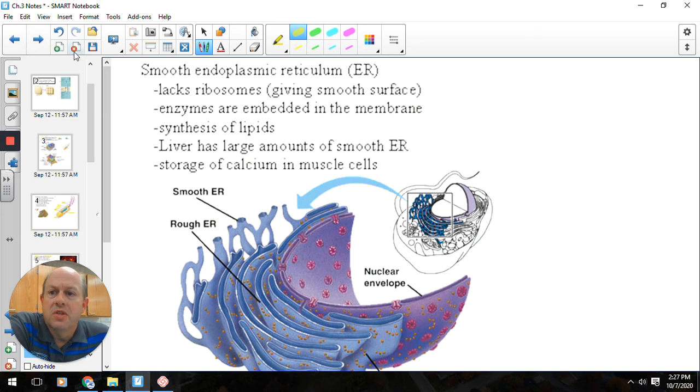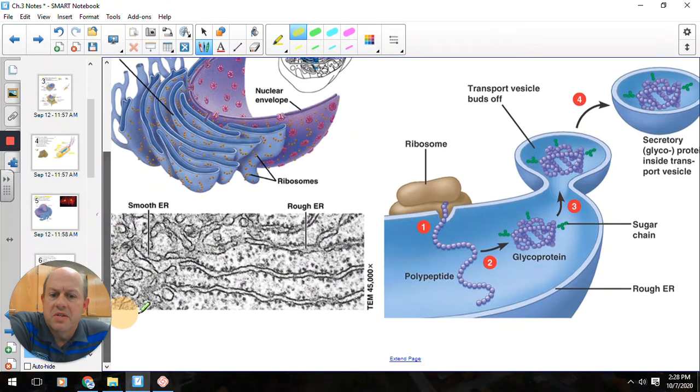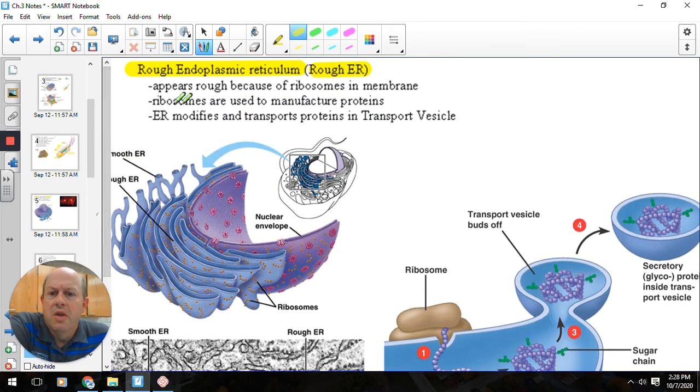Close to the nucleus is going to be the rough endoplasmic reticulum. That's kind of a mouthful, so we can just refer to it as rough ER. It looks rough because under a very powerful microscope, we would see these little dots here. Compared to smooth ER, there's not as many dots. So it looks bumpy or rough underneath a microscope, and that's why we call it rough ER. Those dots are indeed ribosomes, and it's because of the ribosomes that it appears rough.